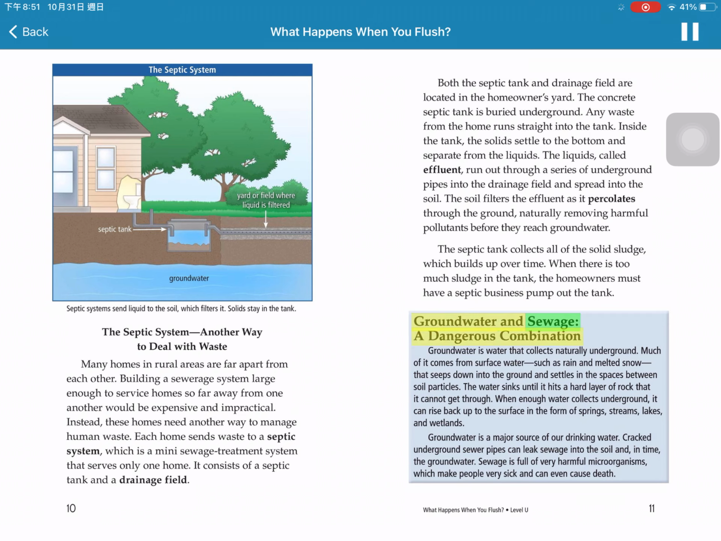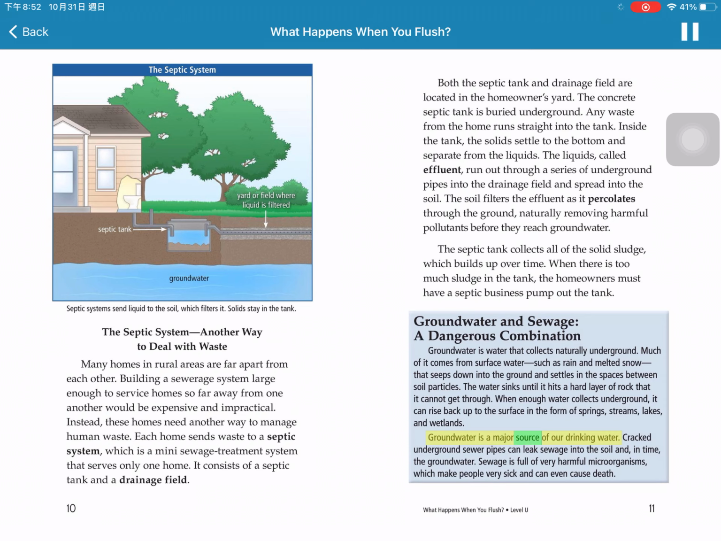Groundwater and sewage, a dangerous combination. Groundwater is water that collects naturally underground. Much of it comes from surface water, such as rain and melted snow, that seeps down into the ground and settles in the spaces between soil particles. The water sinks until it hits a hard layer of rock that it cannot get through. When enough water collects underground, it can rise back up to the surface in the form of springs, streams, lakes, and wetlands.